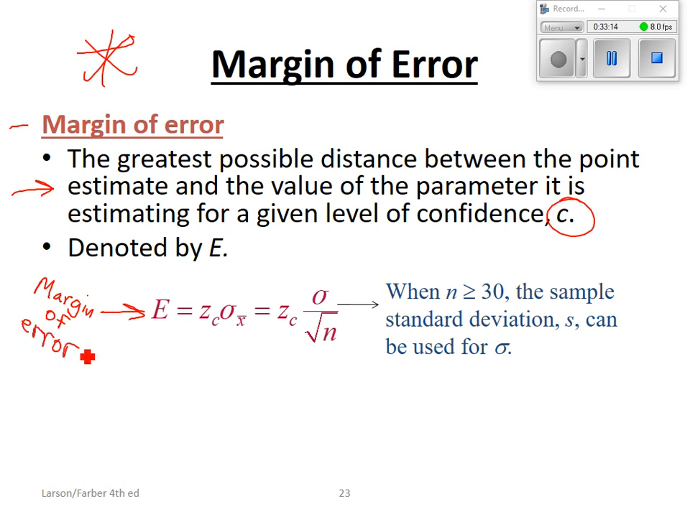E stands for margin of error, and this formula right here, we're not going to use it very often. That's the main formula, that's the one that we're going to use. So we should just write E. E equals that one probably.